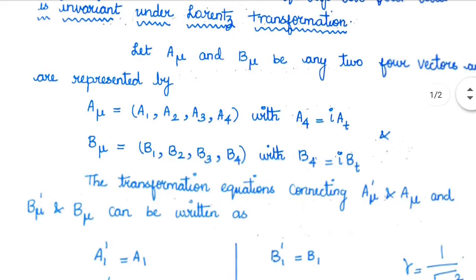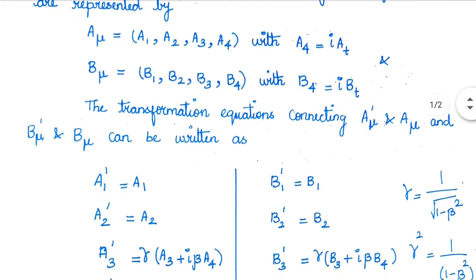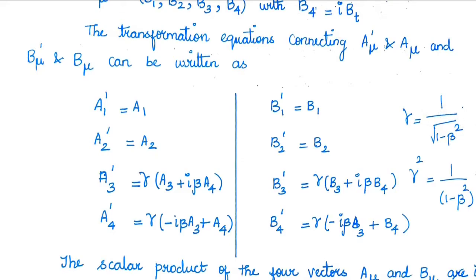So the transformation equations connecting the S prime frame of reference to the S frame of reference, that is, between the two inertial frames, for A mu and B mu can be written as A1 prime is equal to A1, A2 prime is equal to A2, A3 prime is equal to gamma into A3 plus i beta A4, A4 prime is equal to gamma into minus i beta A3 plus A4. In the same way, we can write it for B mu also.